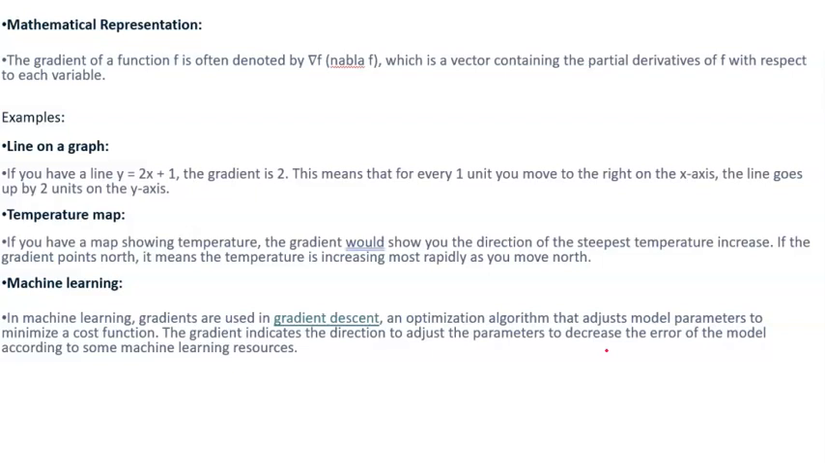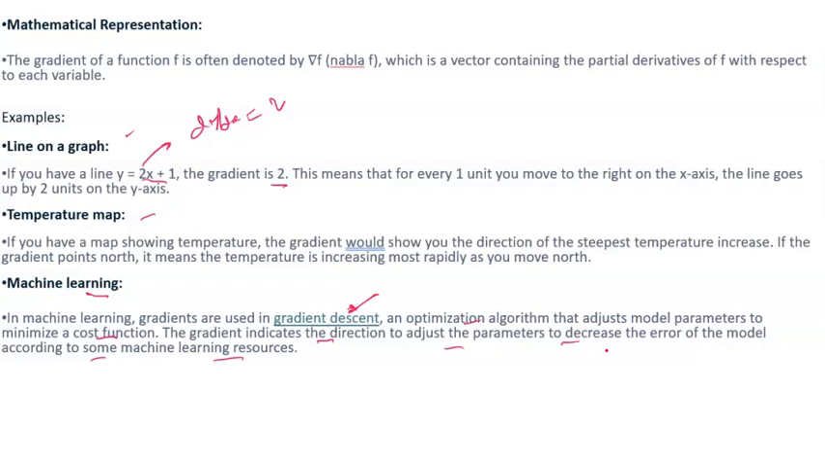Now let's denote this. This is the temperature map we just saw. For example, if y is given, the gradient is 2: the slope, the derivative of y with respect to x, will be 2. This is also one of the most important parts of machine learning. Gradient descent is an important optimization algorithm to minimize the cost function. It indicates the direction to adjust parameters and decrease the error of the model, according to some machine learning resources. This is what we are going to learn.